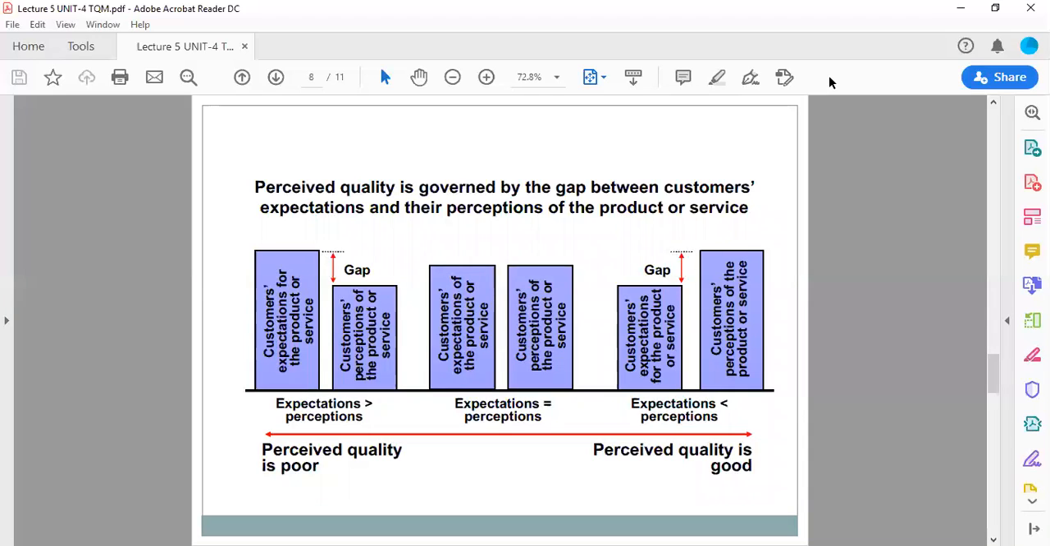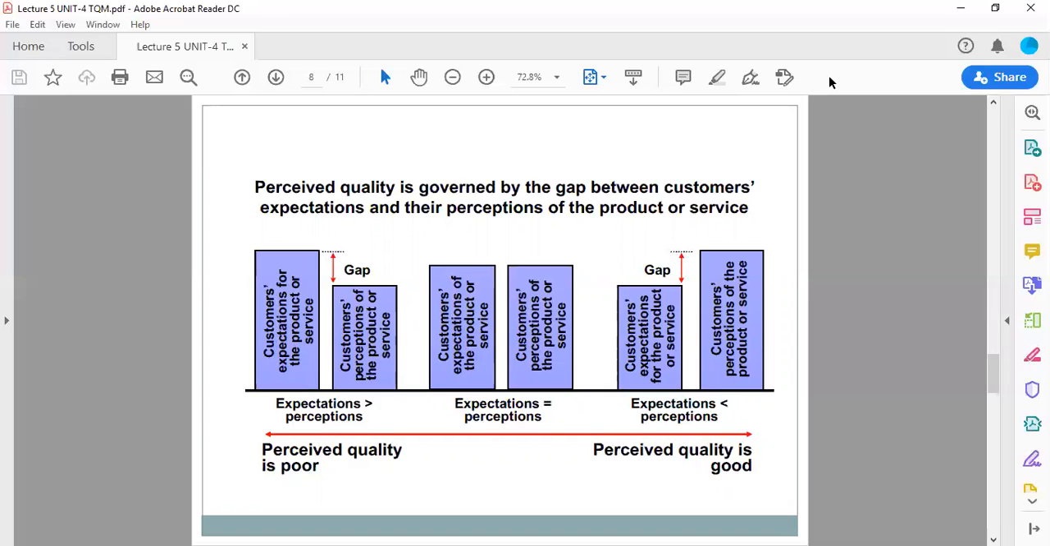Okay. Now here we draw certain parameters of what the customer expects and what the customer perceives. If the customer expectation is greater than the customer perception, then there will be a gap. And if there is a gap, what does it signify? It signifies that perceived quality is poor.